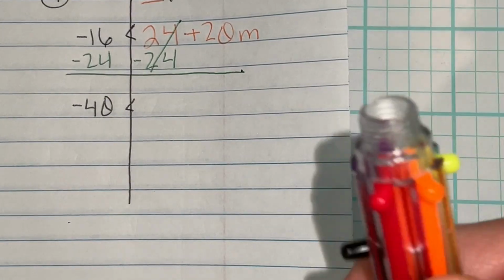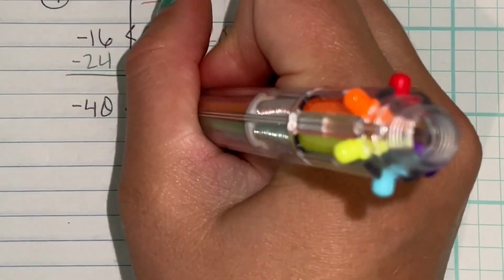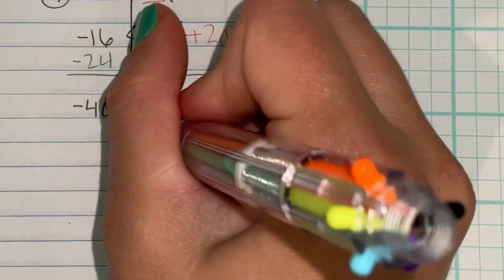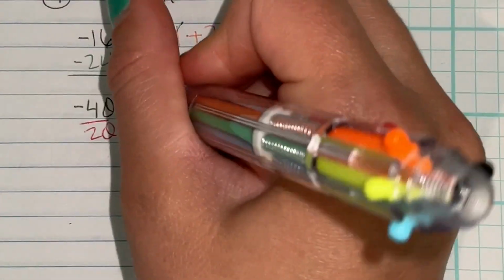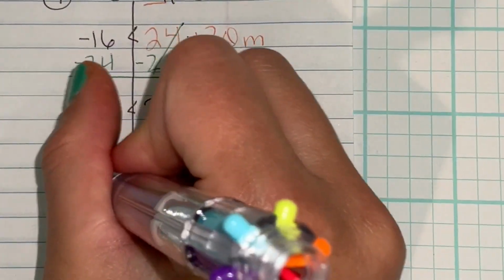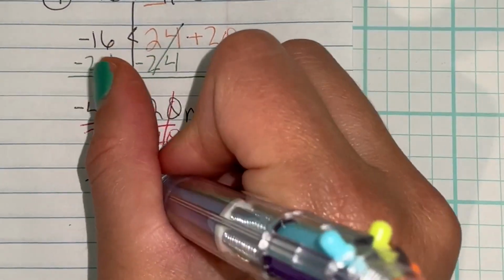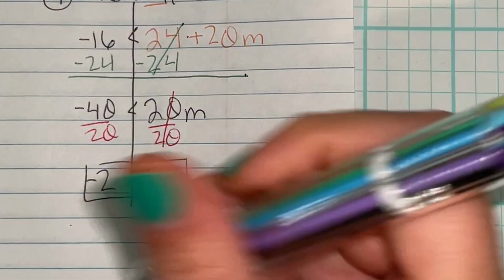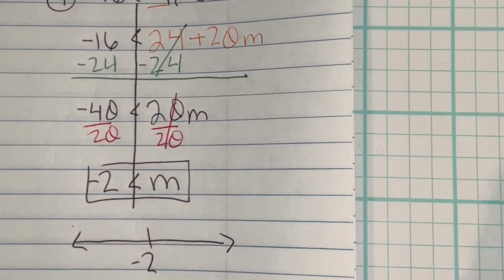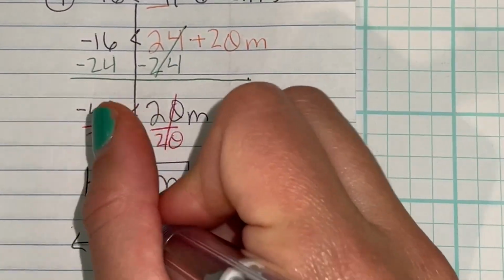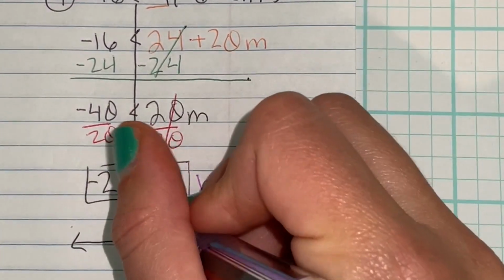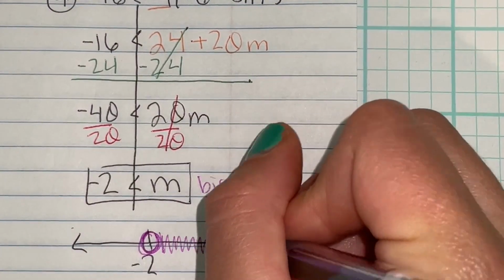All right, here we go. This gives me -40 is less than 20m. Divide away that 20 on both sides. This leaves us with -2. Inequality stays the same, m. When I graph my inequality, -2, I am going to have an open dot because we have just the mouth. And this m is bigger, so we're going to shade to the right.